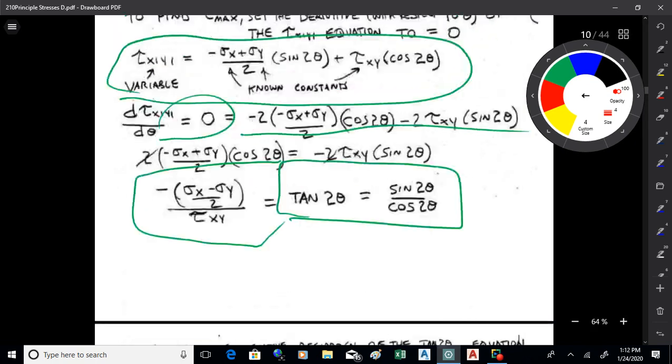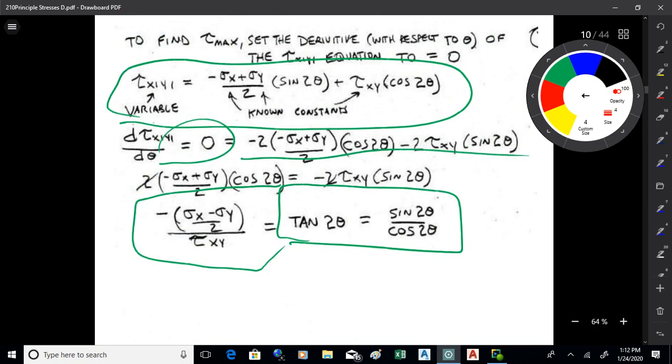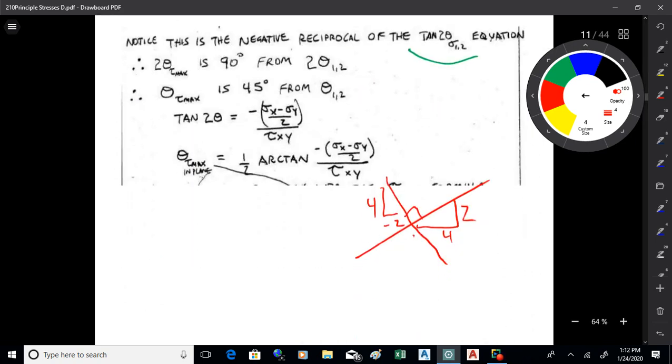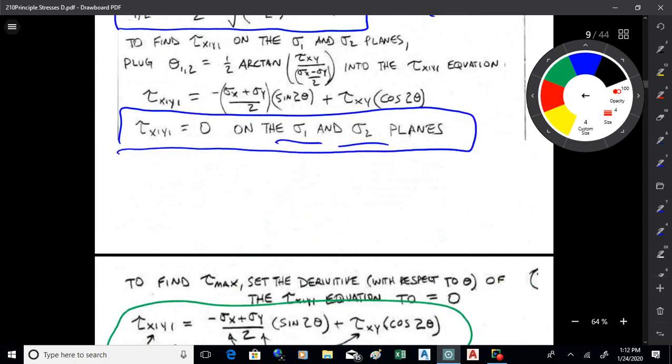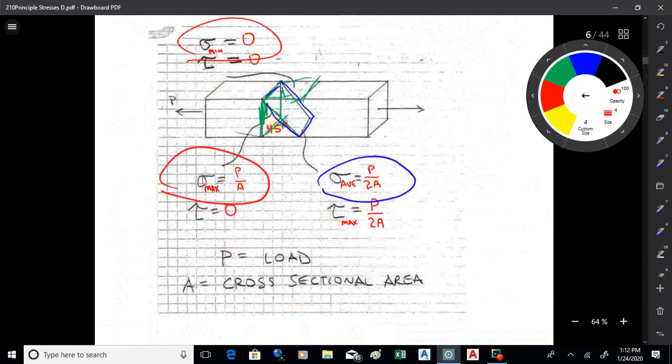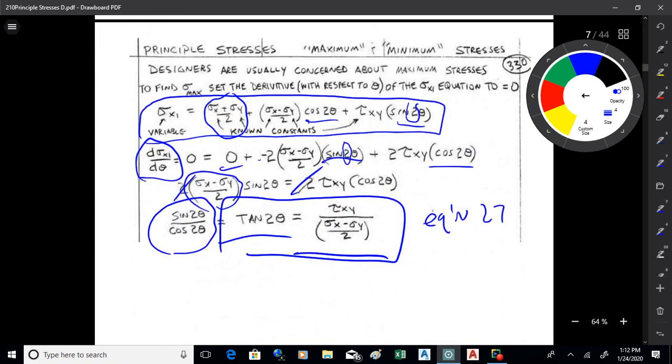So when we do this, take the derivative of the shear with respect to the angle, set it to 0, we find the maximum and minimum shears in an element. The maximum in-plane shear is 45 degrees off of the planes for the maximum and minimum normal stresses. And again, in uniaxial, the plane for maximum shear is 45 degrees off of the plane for the maximum normal stress. That's what we just found out.